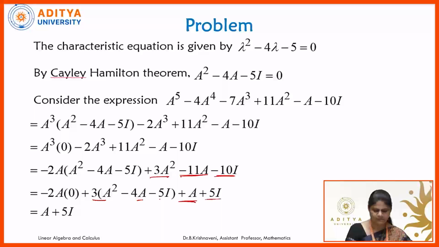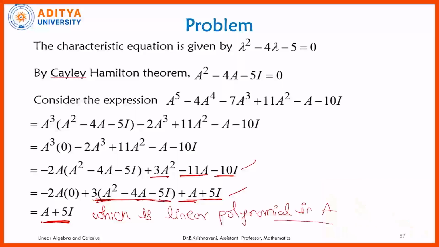Hence we did plus 5I, so that both are the same. Now again we can replace this with 0 and you are left with A plus 5I, which represents a linear polynomial in A.